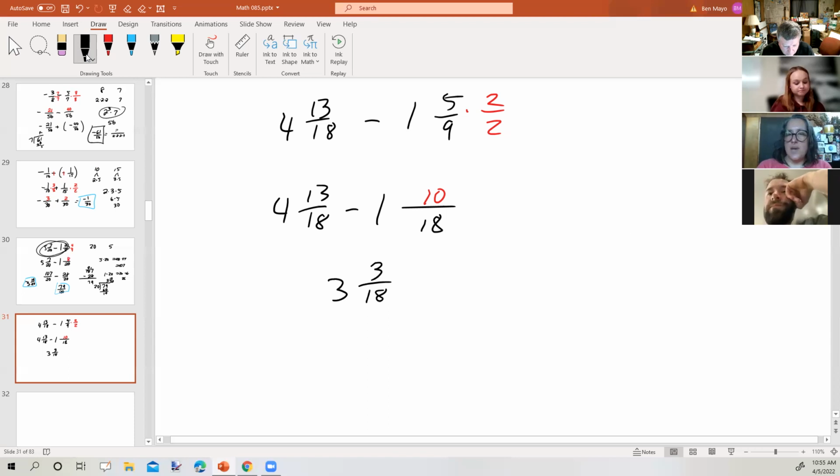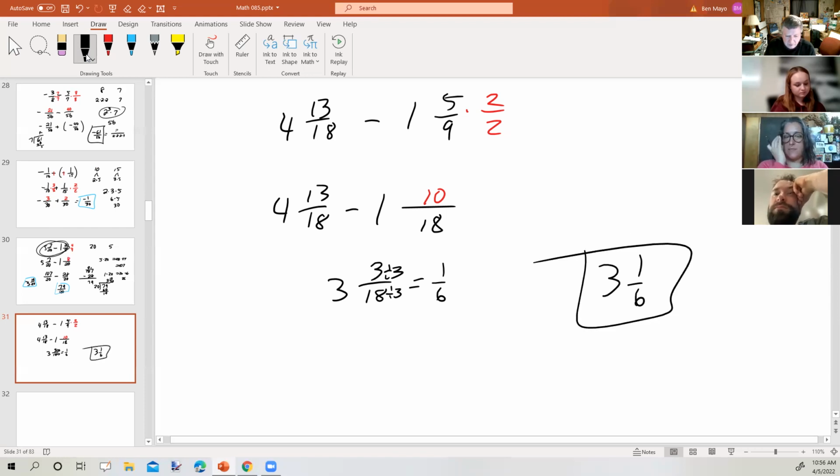Do we reduce that as well? Yes, I was waiting for that. Good job. We could take 3/18 and what if we divide the top by 3 and the bottom by 3, we get what, 1/6. So we get 3 1/6. Good job, Courtney. Okay, so that finishes up the mess I started yesterday.